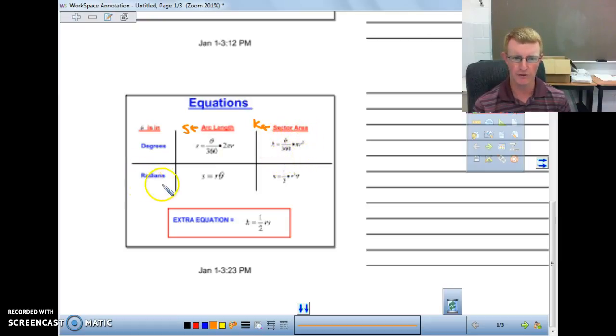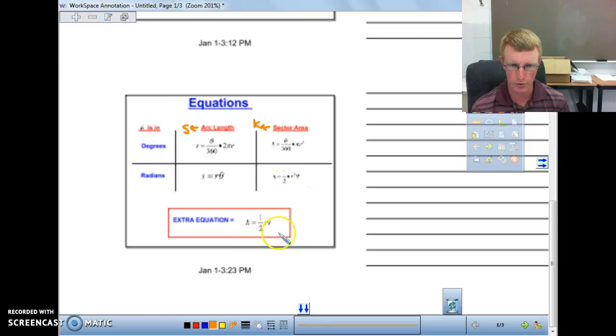Now, if it's in radians, we have actually quite simpler formulas. We have S equals r theta. That's for the arc length. So radius times the central angle. And then we have K equals 1/2 times r squared times theta. Again, r is the radius, and theta is the central angle.